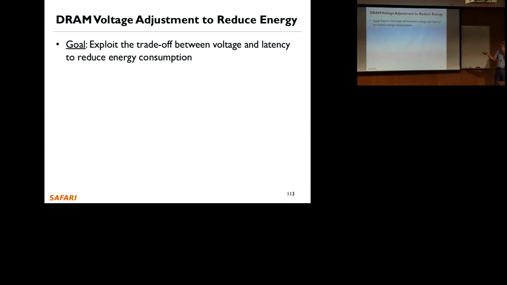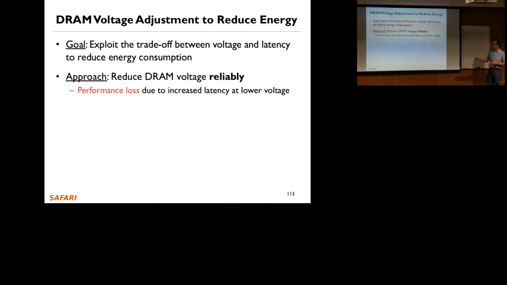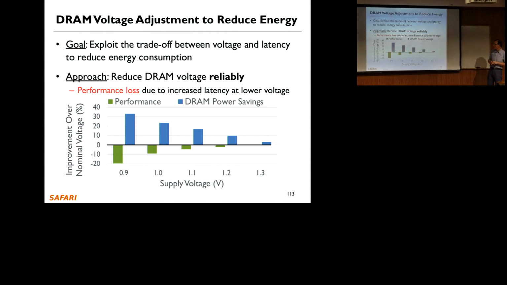OK, so now that you know some things, and there's a lot more data in the paper that I'm not covering here. I don't want to bore you with a lot of data, but you can always read the paper. We wanted to exploit the trade-off between voltage and latency to reduce energy consumption. Our goal was to actually do something different, but based on the characteristics that we've seen, this is what we could do. The approach is to reduce DRAM voltage reliably, and you have performance loss due to increased latency at lower voltage. We compensate for the reliability loss by increasing the latency, exploiting that trade-off that we just saw. And this is the improvement over nominal voltage.